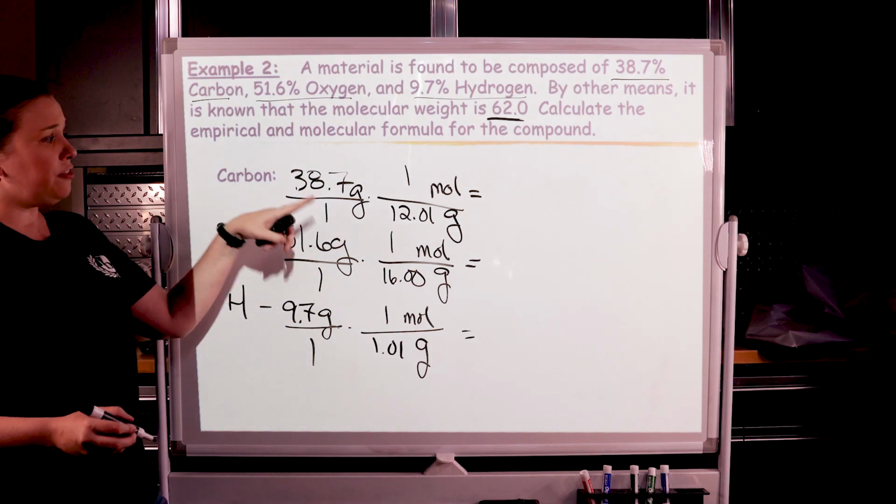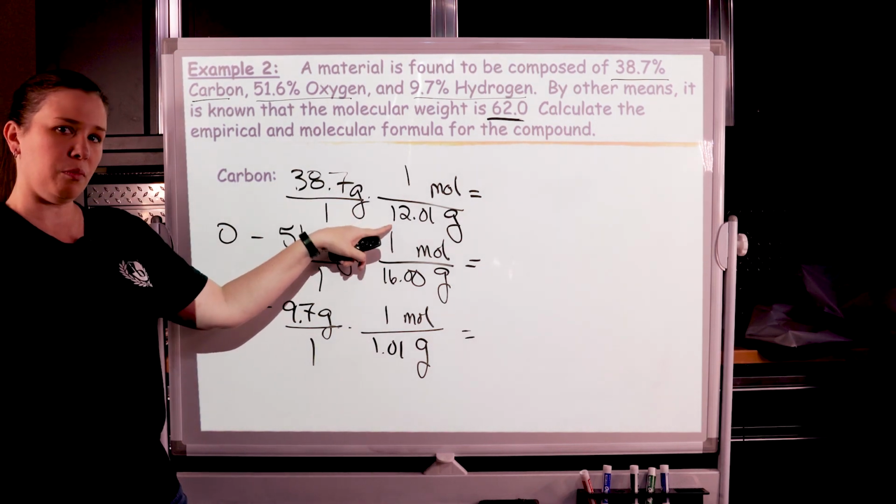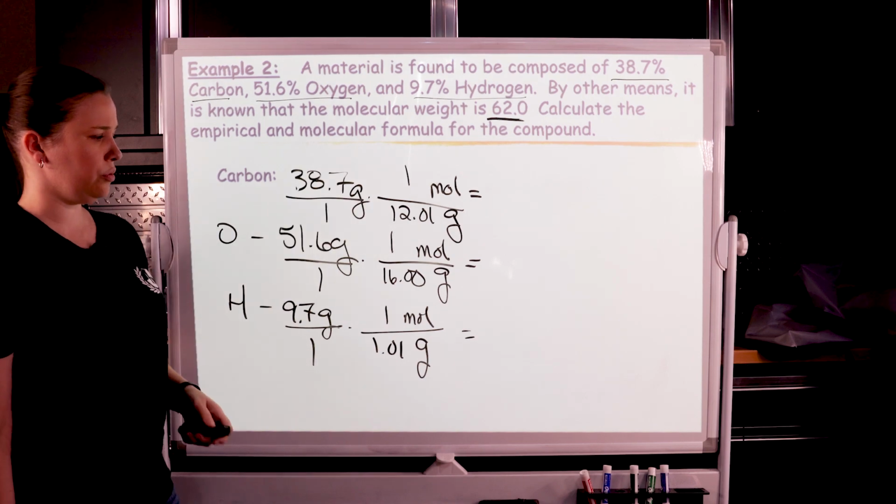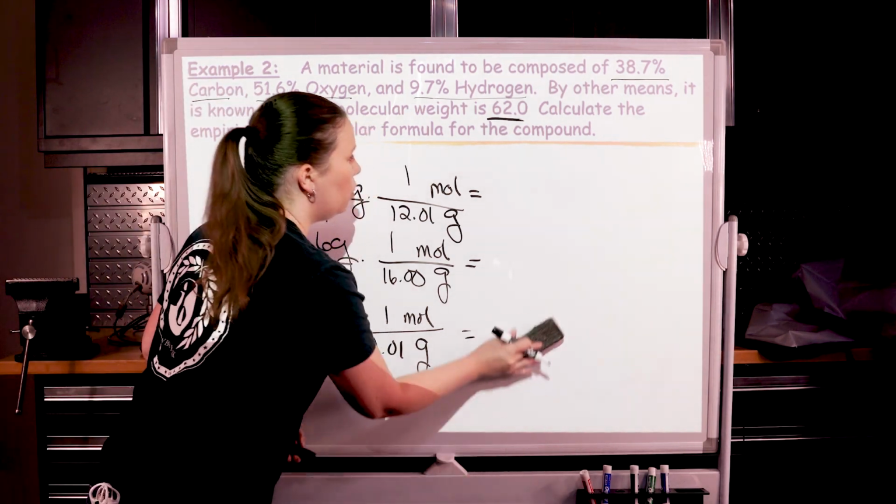If I do this division, essentially what we're doing here is dividing by the molar mass. That's going to convert grams to moles. We're going to be able to get our 3 different moles.